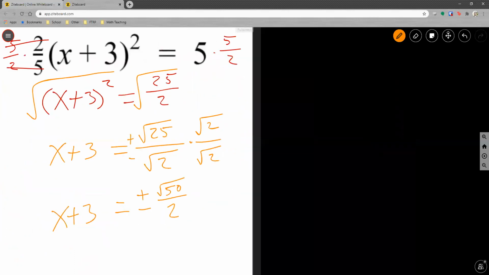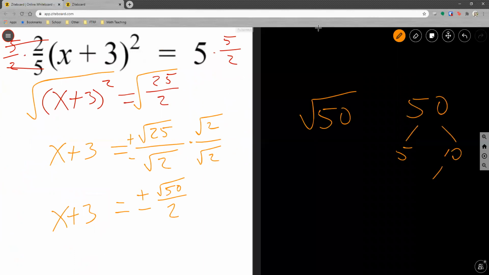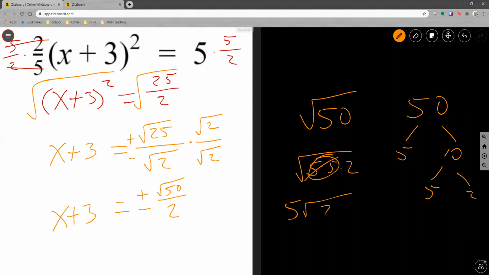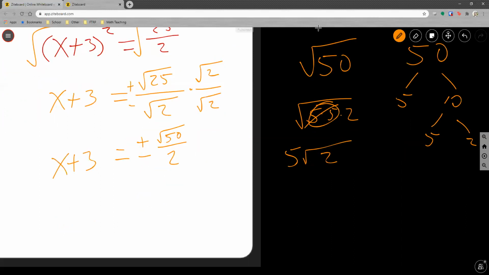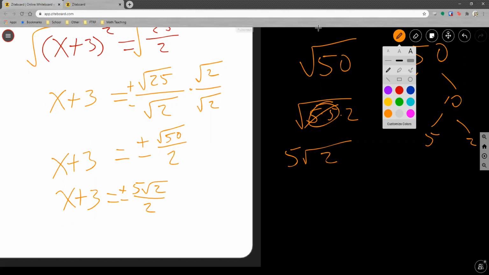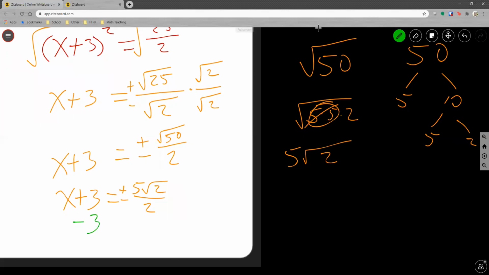I can fix square root of 50 really quickly. That's just 5 times 10, which is 5 times 2. Well, that means that the square root of 50 is 5 times 5 times 2, or 5 squared times 2. The 5s can be taken out of the square root. I get 5 radical 2. So x plus 3 is equal to plus or minus 5 times square root of 2 over 2. We're almost done. Last step, subtract 3. Subtract 3 from both sides.